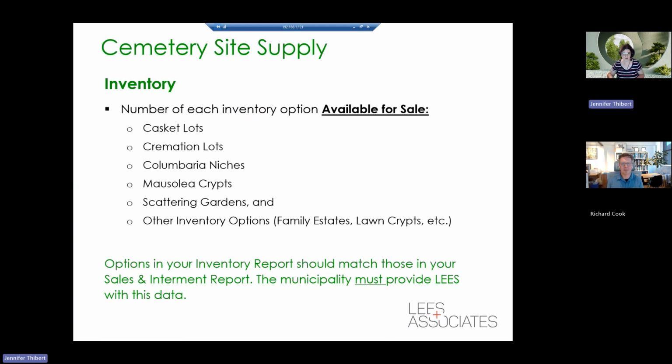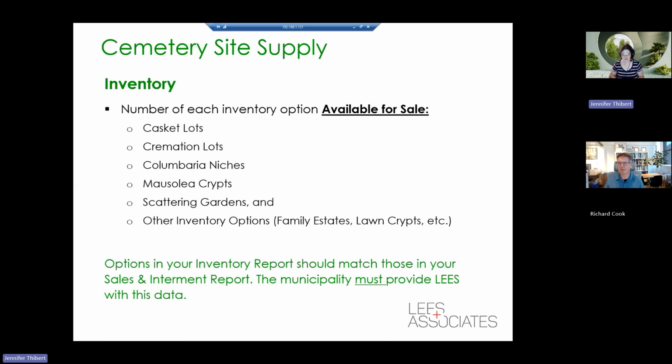The second half of the equation is supply. This is a demand needs analysis, so we're comparing your supply to demand. And what we're looking for here is the number of each inventory option that you sell, casket lots, cremation lots, niches, crypts, and so forth, that remain available for sale to your community. The categories in this report should match what you're reporting to us in your sales and interment report.